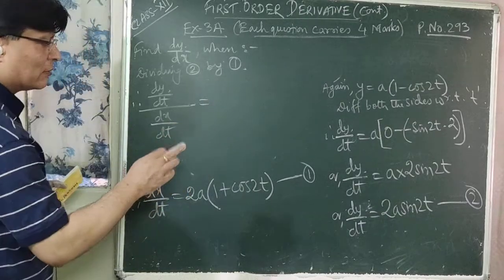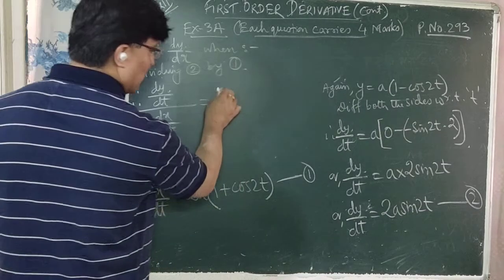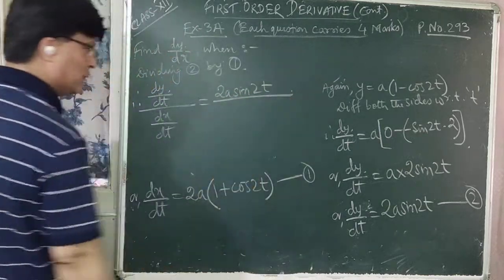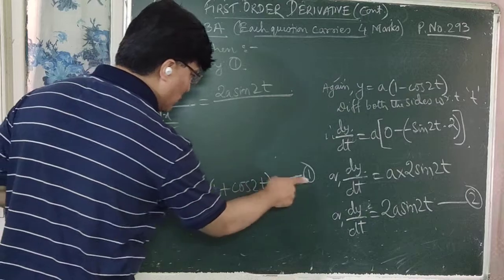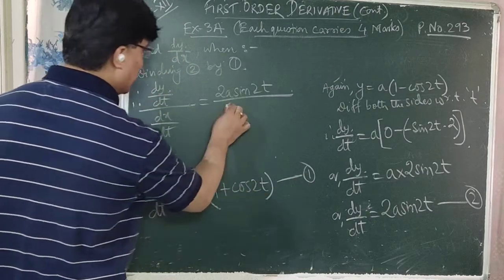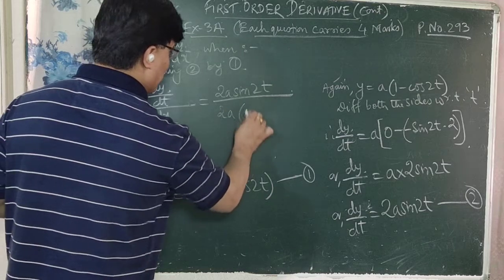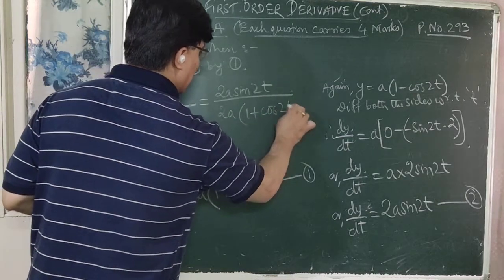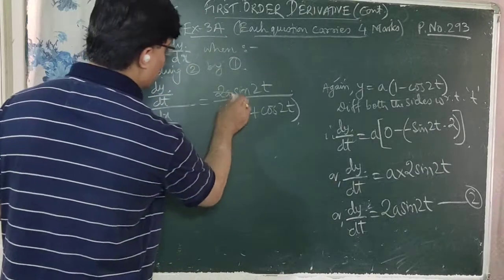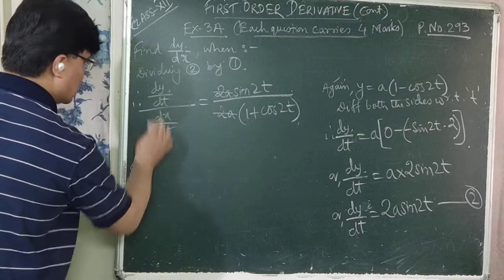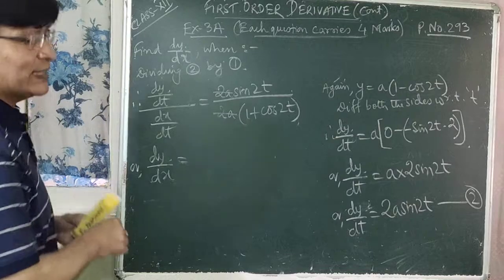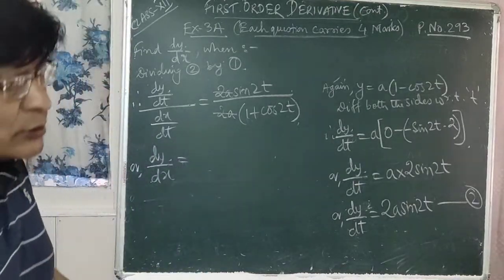Which is equal to, now write down right hand side of number 2 in the numerator, that is 2a sine 2t, divided by, write down right hand side of number 1 in the denominator, that is 2a and within bracket 1 plus cos 2t, right? So let us simplify it. So here 2a gets cancelled. So here also dt gets cancelled. You will get dy by dx, which is equal to, now next you have to use the formula.